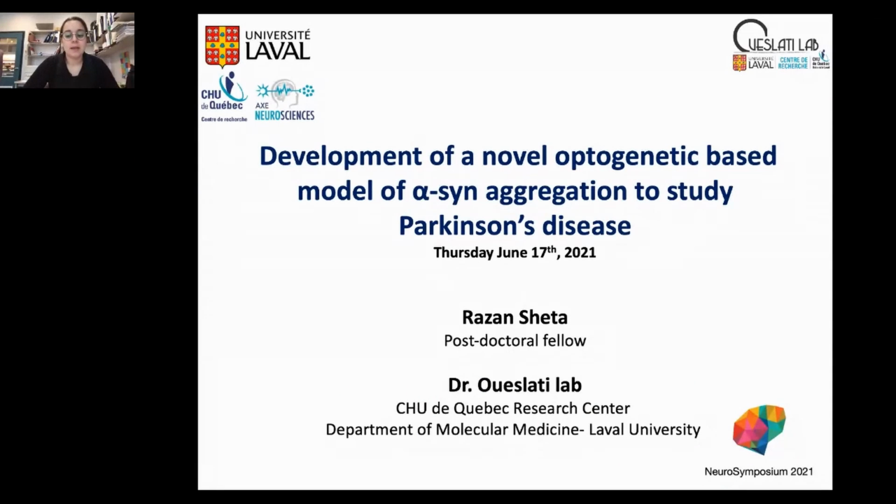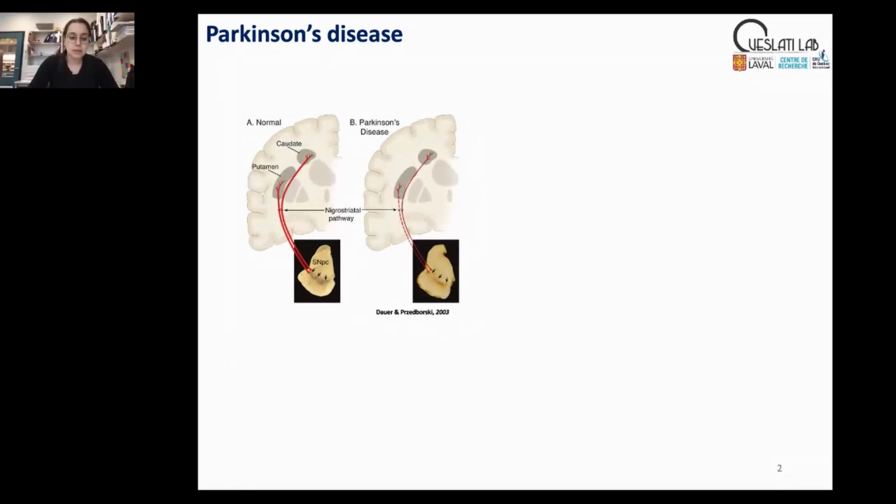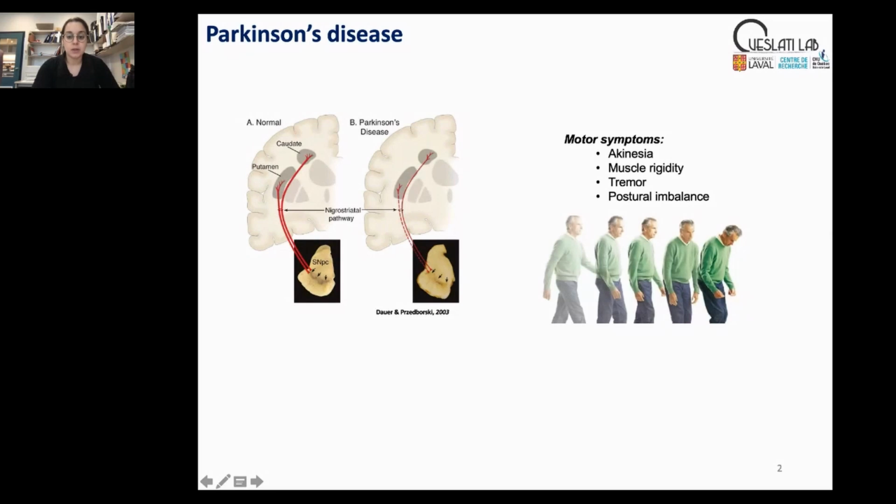So today I'll be covering the topic of our project, which is based on the development of a novel optogenetic-based model of alpha-synuclein aggregation to study Parkinson's disease. As you may know, Parkinson's disease is a neurodegenerative disorder characterized by the massive and progressive loss of dopaminergic neurons, as you can see here in the substantia nigra pars compacta, leading to a significant depletion of dopamine in the brain, which leads to the manifestation of motor symptoms including akinesia, muscle rigidity, tremor, and postural imbalance.